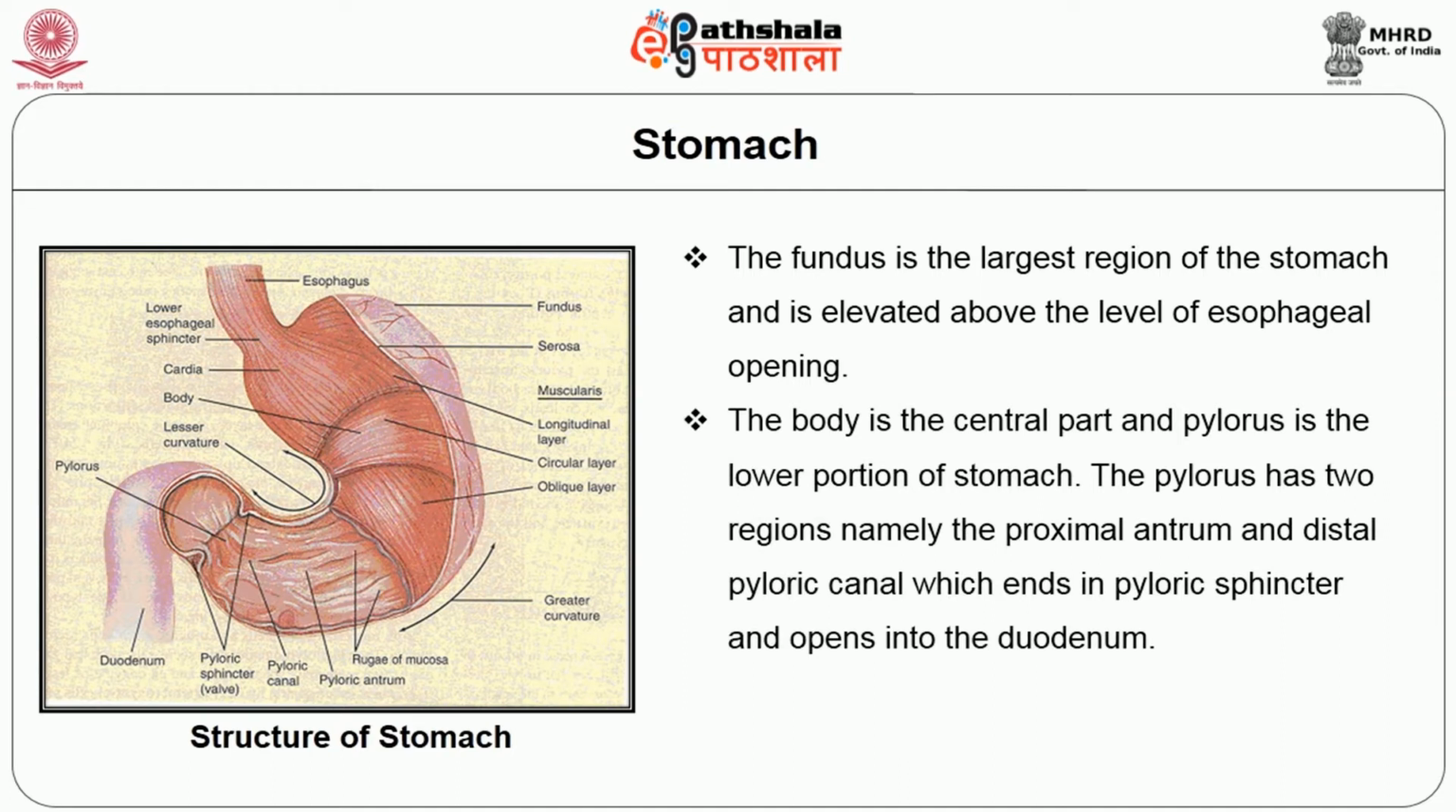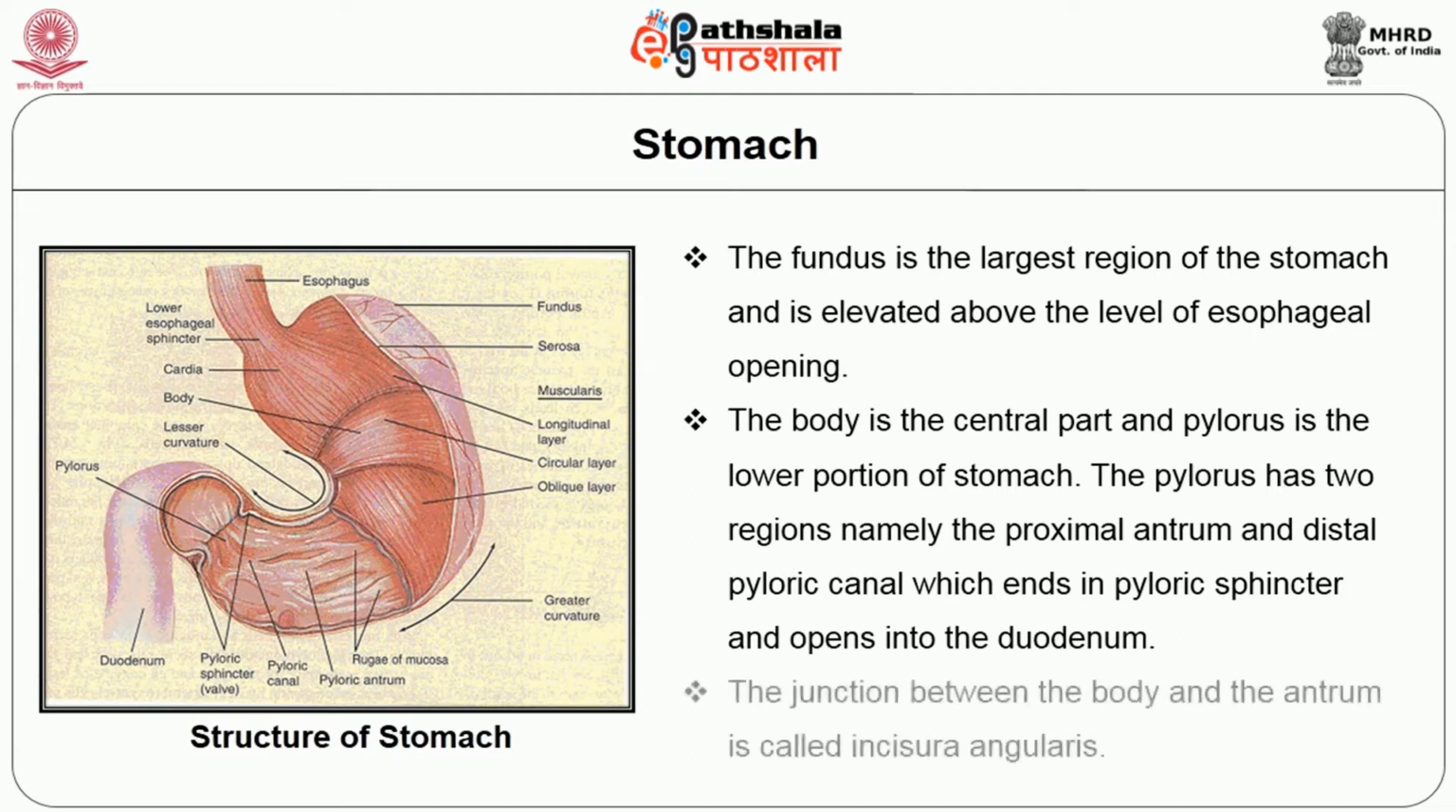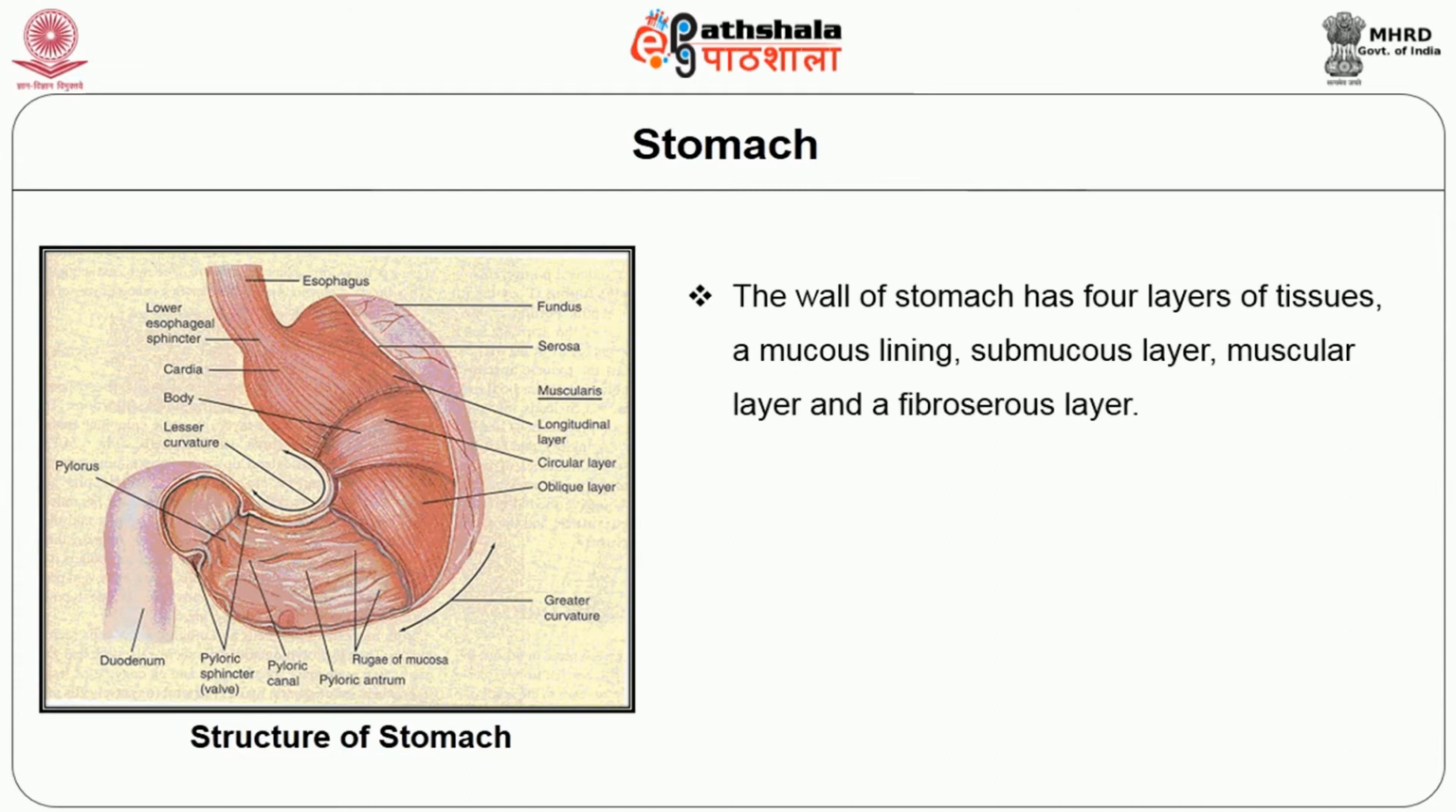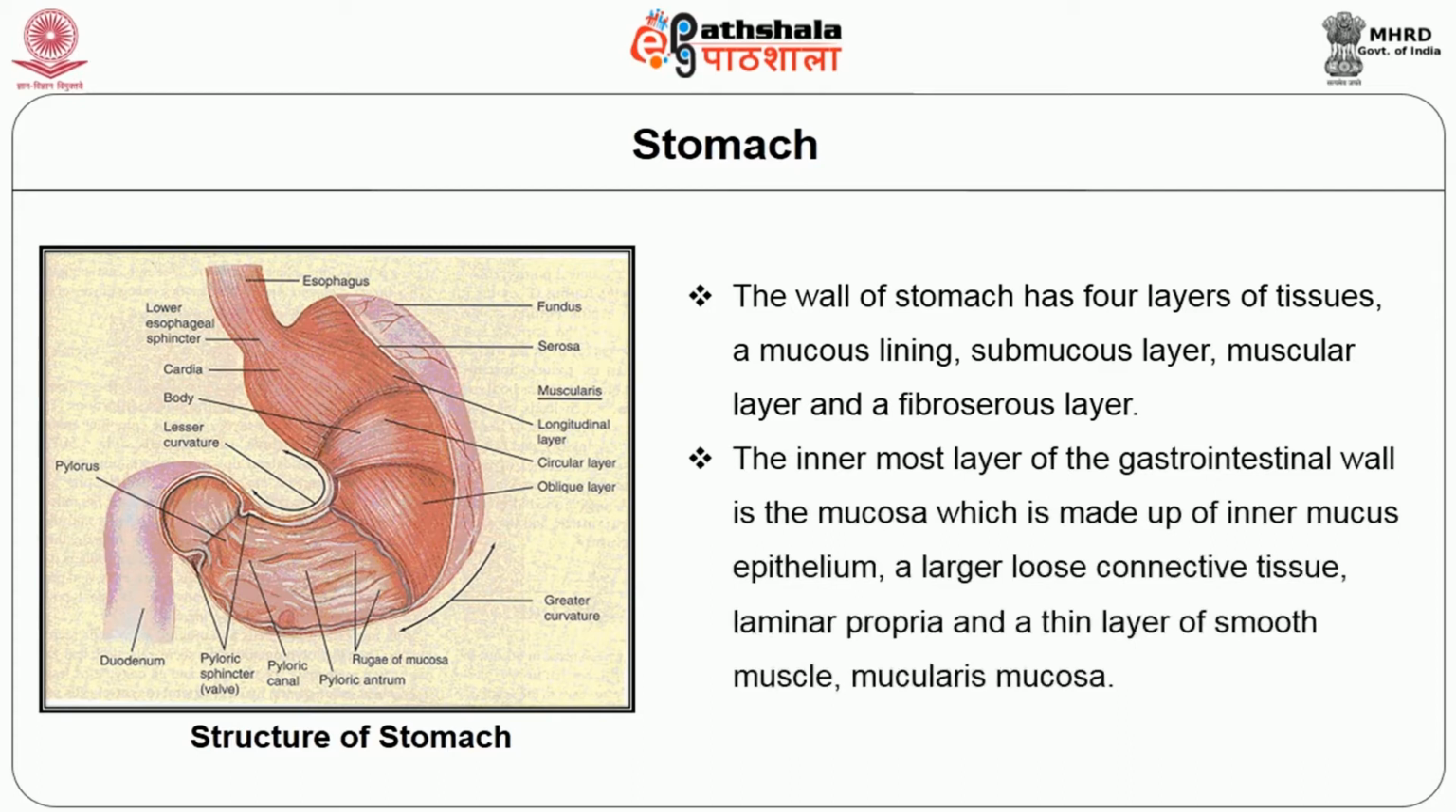The pylorus has two regions, namely the proximal antrum and the distal pyloric canal, which ends in the pyloric sphincter and opens into the duodenum. The junction between the body and the antrum is called incisura angularis. The wall of the stomach has four layers of tissue: a mucosa, submucosa, muscularis, and a fibroserous layer. The innermost layer of the gastrointestinal wall is the mucosa, which is made up of a lining mucous epithelium, a large loose connective tissue, lamina propria, and a thin layer of smooth muscle, muscularis mucosa.